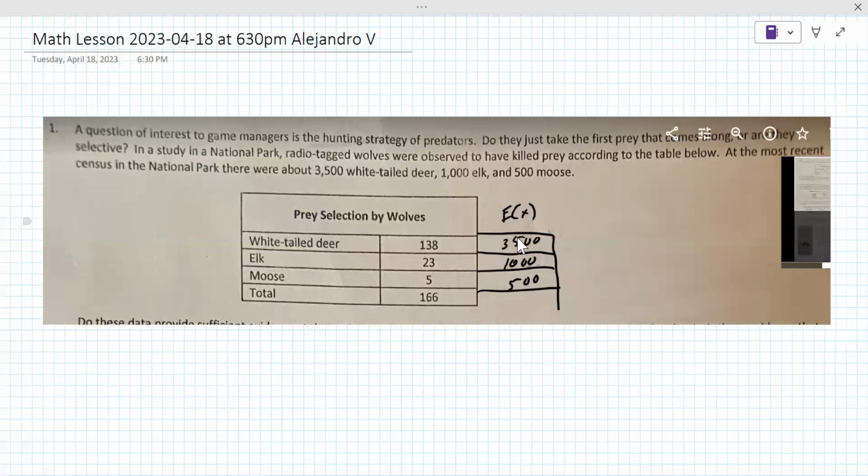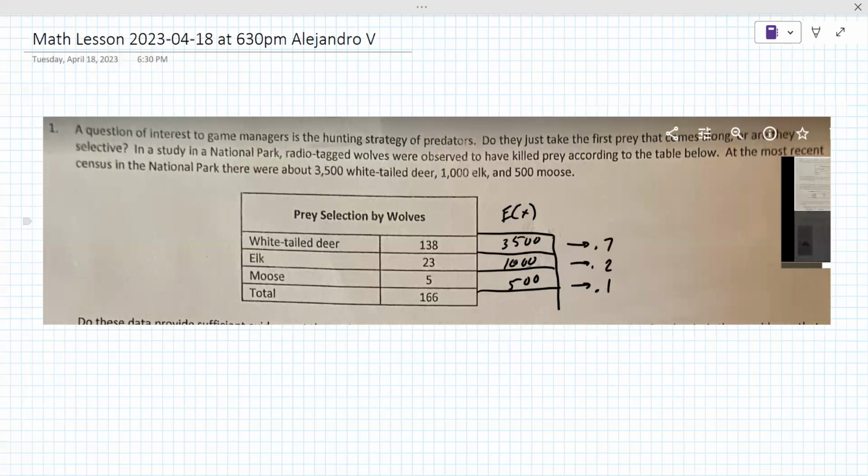So like think of white-tailed deer. It's really 3,500 over 5,000, or 0.7. The 1,000 over 5,000 is 0.2. The 500 over 5,000 is 0.1.